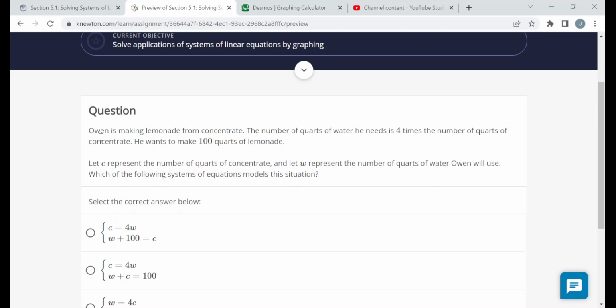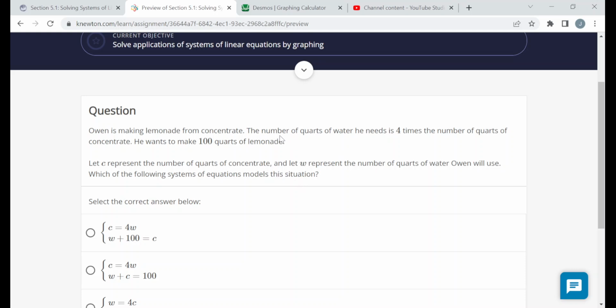So here it says, Owen is making lemonade from concentrate. The number of quarts of water he needs is 4 times the number of quarts of concentrate, and he wants to make 100 quarts of lemonade. So let C represent the number of quarts of concentrate. They're giving you the names, so that's step 2. They're giving us the letters. So let C represent the number of quarts of concentrate, and W represent the number of quarts of water Owen will use. Which of the following systems of equations models this situation?